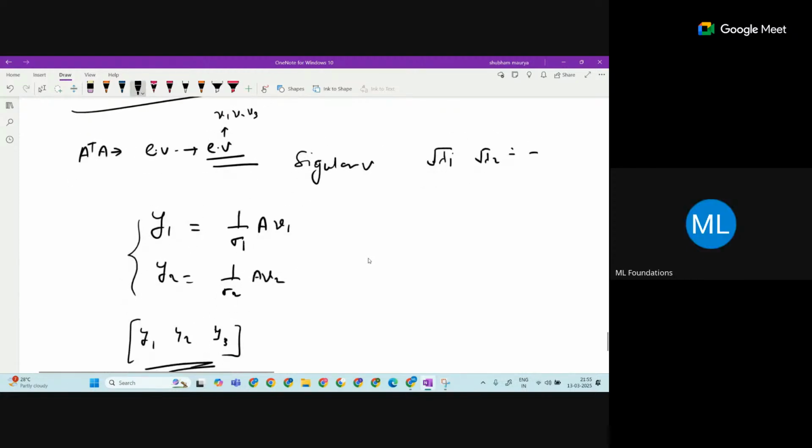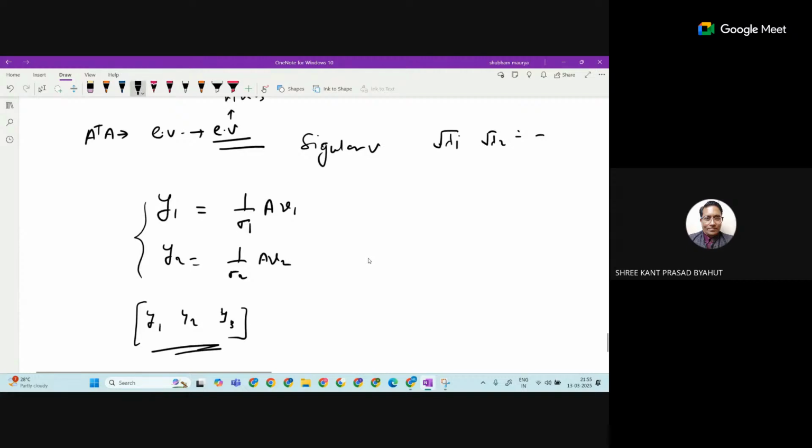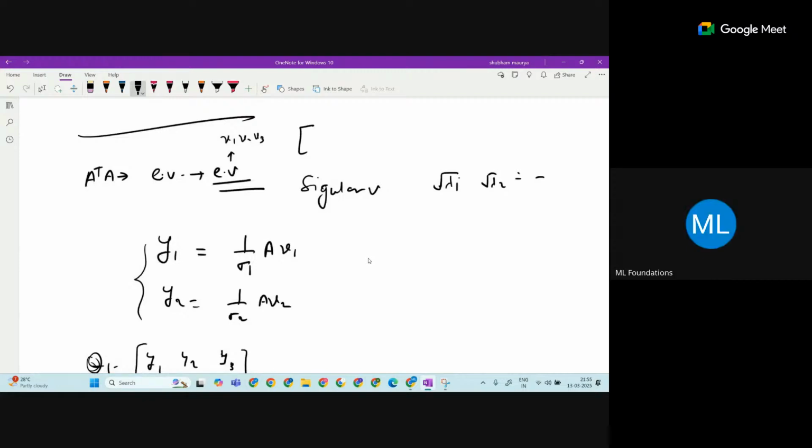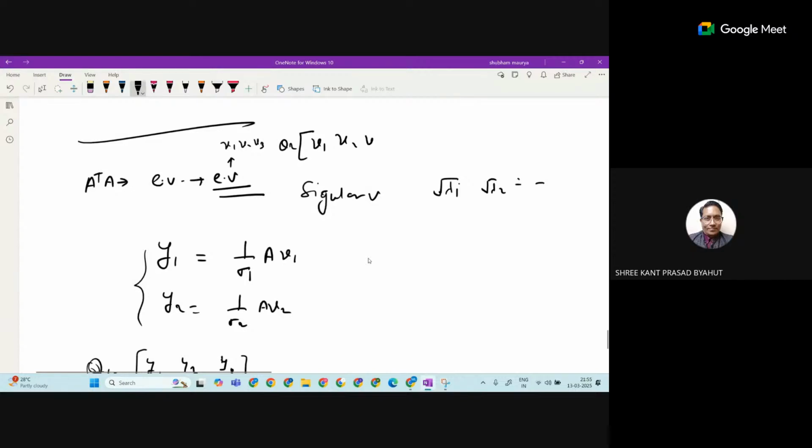V1 is coming from Q2. So this will be Q1. Yeah, and this V1, this V2 will be coming from Q2. That is your V1. Yeah, V1, V2, correct.